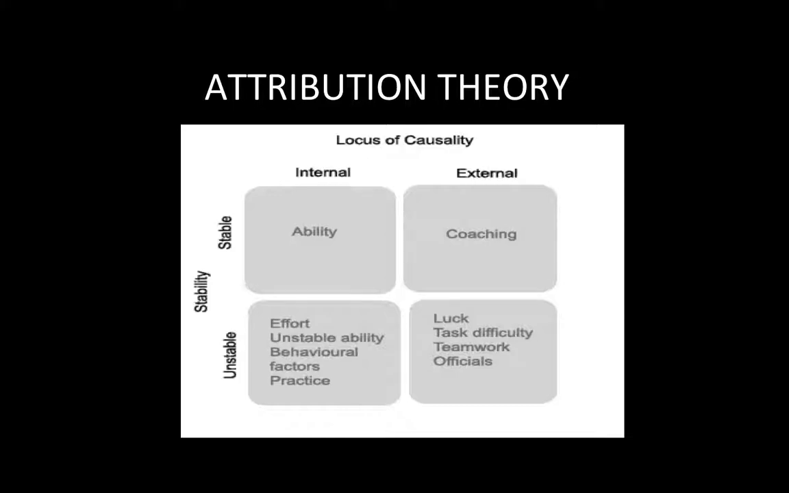Stable factors are factors that remain the same over a longer period of time such as their ability or coaching that they may have, whereas unstable factors are factors that are constantly changing, such as how much they practice or the difficulty of the task. This theory believes that if a performer puts their success down to internal factors, then they are more likely to succeed because they believe that they themselves are the cause of being successful. They also put their failure down to external unstable factors because this can cause them to believe that it is easily changed and they can become successful.